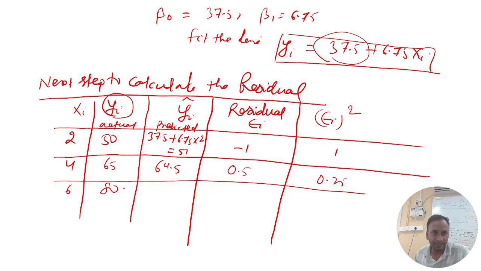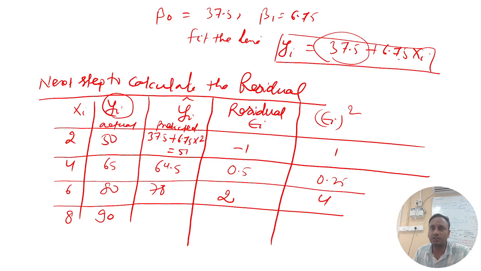Similarly, for x = 6 also. How much do we have? 80. We'll put 37.5 plus 6.75 into 6. We'll get a value of 78. If we calculate the residual or error, it came 2, and if we square it, it becomes 4. Then for x = 8, how much is the value? 90. If we put 37.5 plus 6.75 into 8, it will come 91.5. The error is minus 1.5, squared 2.25.